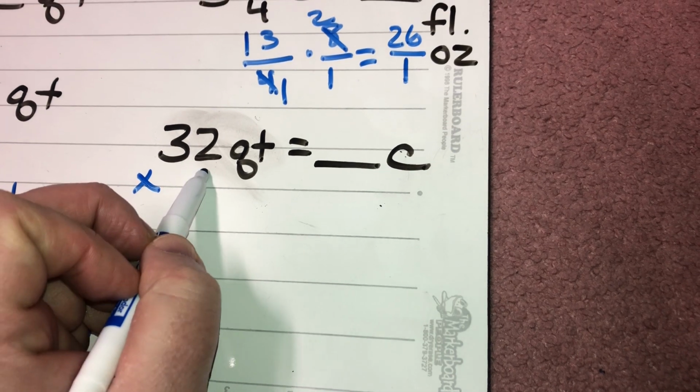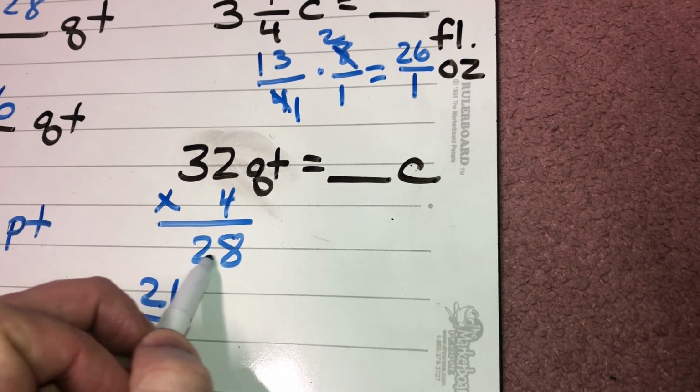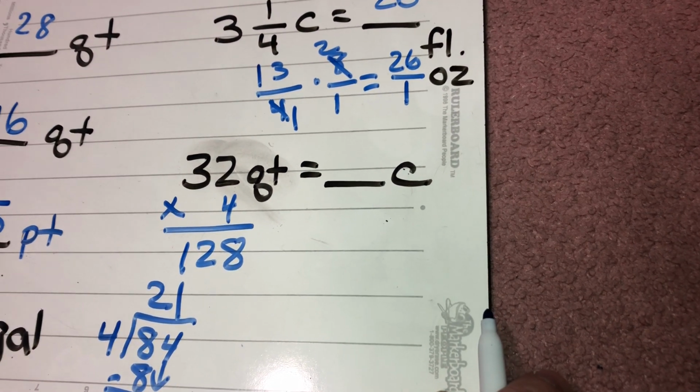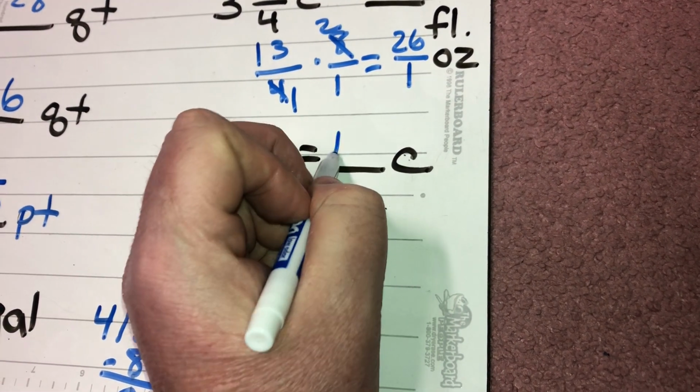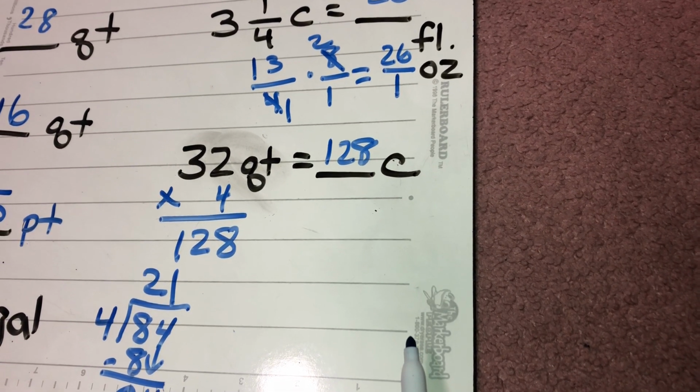32 times 4. Well, 4 times 2 is 8. 4 times 3 is 12. I get 128. 32 quarts is equivalent to 128 cups.